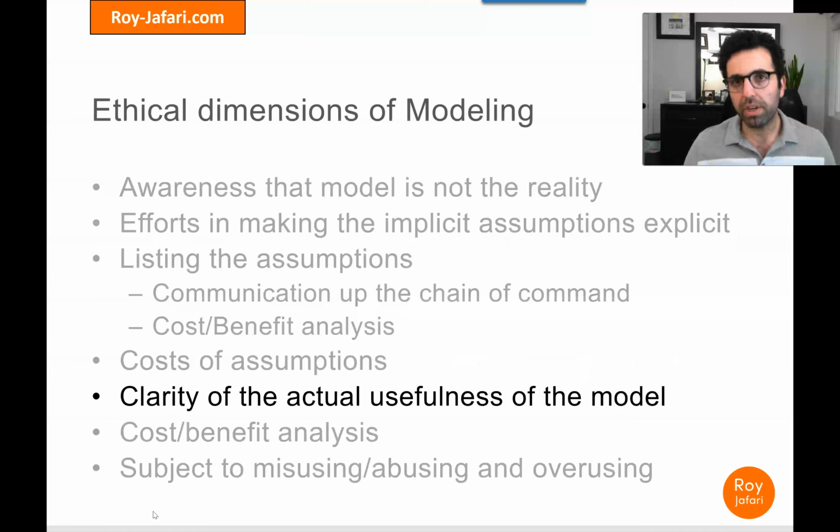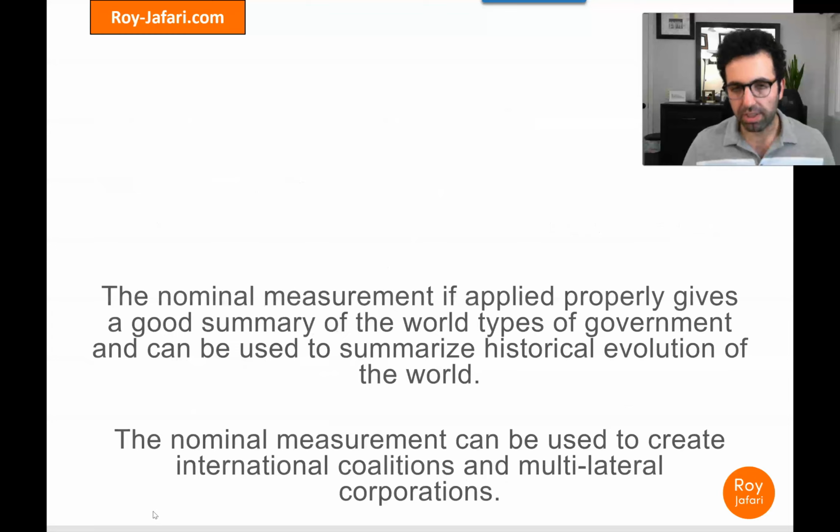We also want to be very clear about how the model is useful. For instance, if we use this model appropriately, we can use it to summarize the evolution of political government and political aspects of the whole globe through history and time, so we can see the trend in the form of government in the whole world. Also, we can use this nominal measurement for creating international coalitions and bilateral relationships.